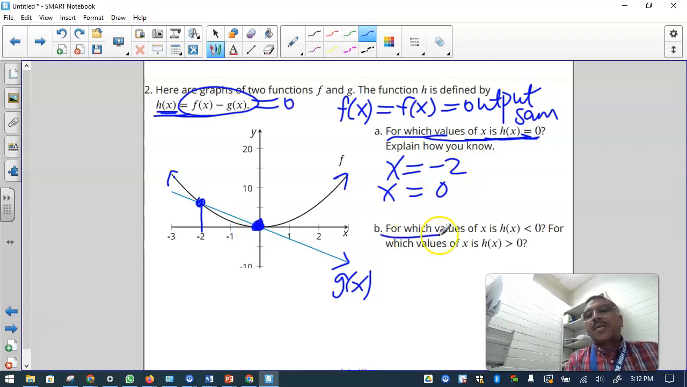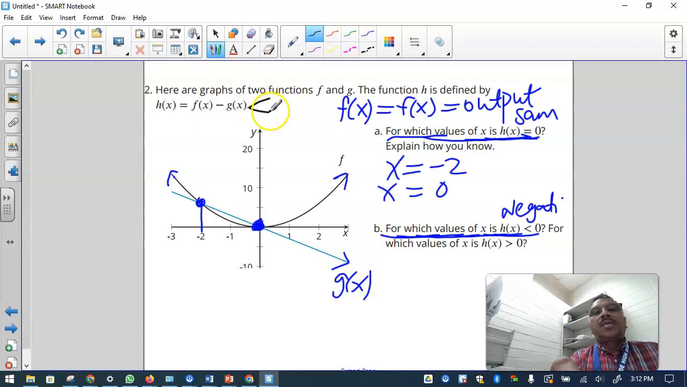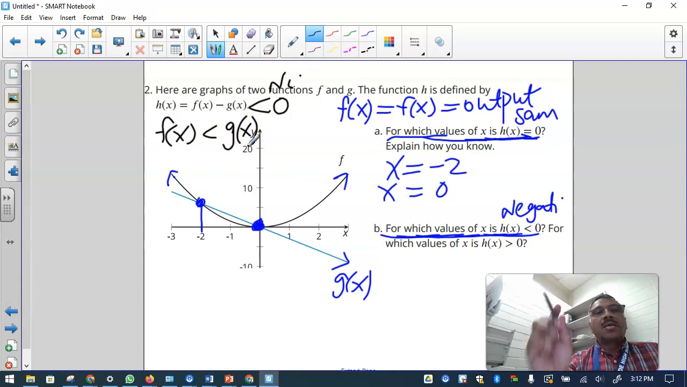The second question is for which x is h of x negative. Now, what does negative mean? When you subtract, you get a negative answer. Like this one, if you subtract, this is 0. And the only way you can get a negative is if the output of f of x has to be smaller than g of x. So you have to see where the graph is less than g of x.